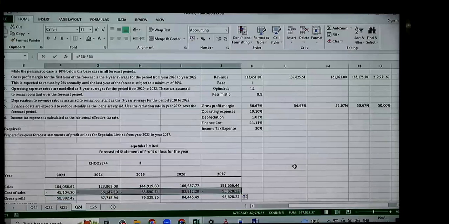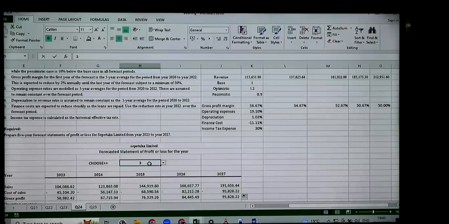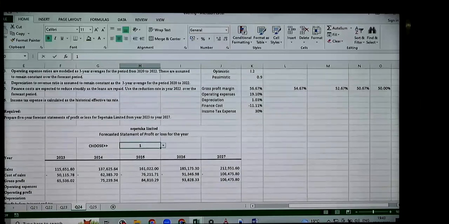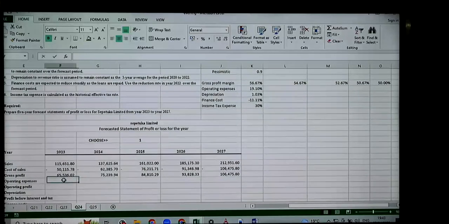So even if I change my scenario, let me put it to scenario 1 because it's the base case. You can see the values will change, all of them, because it's linked dynamically. Okay, let's go to operating expenses. You are told that the operating expenses will remain constant throughout the forecast period. So I'll take the 19.10%, this one here.